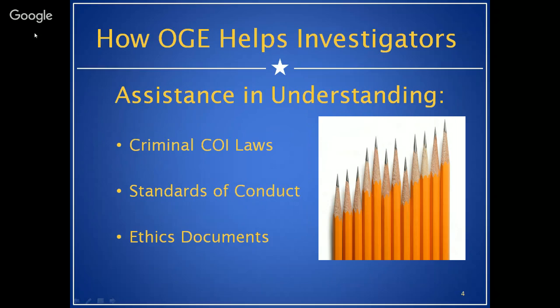So OGE has issued regulations interpreting 18 U.S.C. 208. We've issued regulations interpreting 18 U.S.C. Section 207, and we're always willing to help investigators and prosecutors understand how these criminal conflict of interest laws might apply to a particular case that they have. In fact, we provide that type of assistance pretty much every week. In addition, there are criminal penalties in the Ethics in Government Act for filing a false public financial disclosure report, and that's in addition to the laws that are already on the books concerning false writings at 1018 and a false statement at 1001.